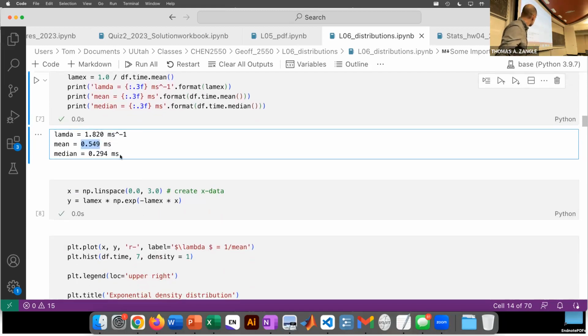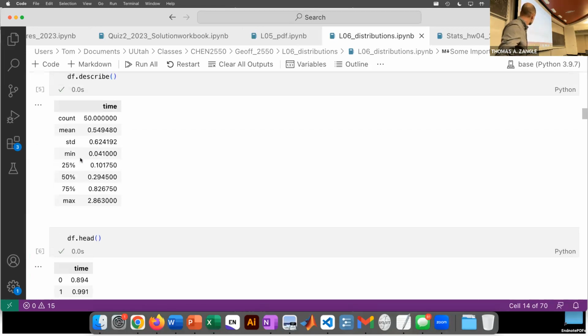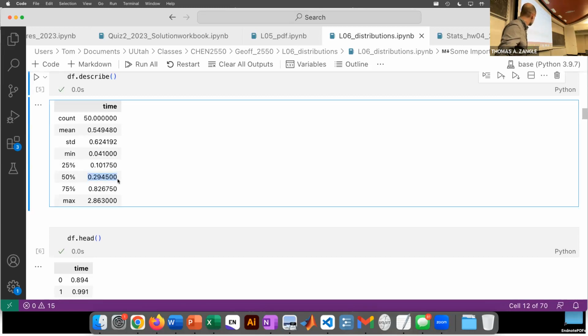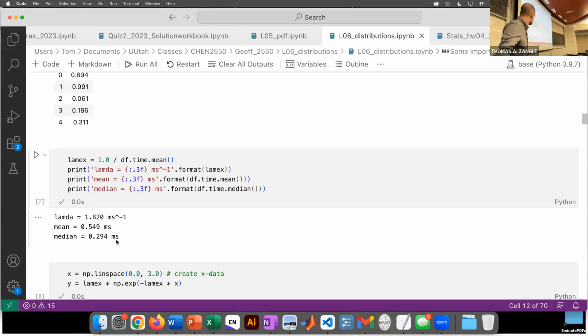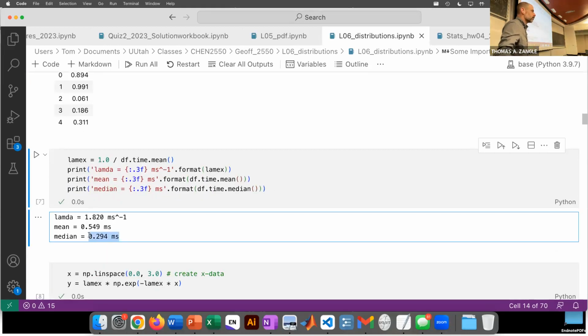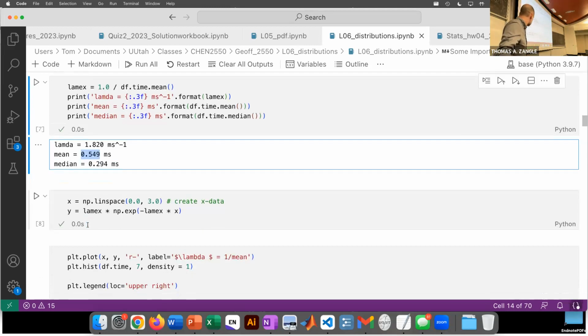We can actually go ahead and compare. This is what we would expect for the theoretical distribution, and we can compare it to what we actually see. For the actual data, we have 0.2945 as the median, which is pretty close to what we expect, almost bang on with what we would expect just by using the definition of the exponential distribution. But we're going to go a little bit further and plot it.